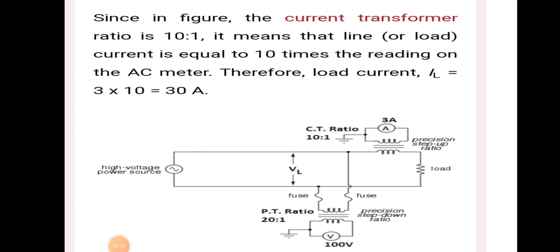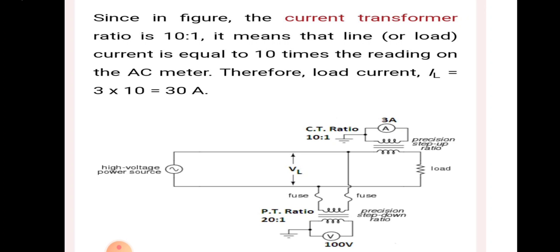Now from the figure we can see the high voltage power source is connected to the left hand side and the load is connected to the right hand side. It means the actual voltage, that is the load voltage, which can be calculated across this load, is equal to VL. Now we have used the step-up transformer. It means the primary and the secondary both have a different number of turns. Here it is a 10:1 ratio for the current transformer. So it is used to increase the capacity of this ammeter.